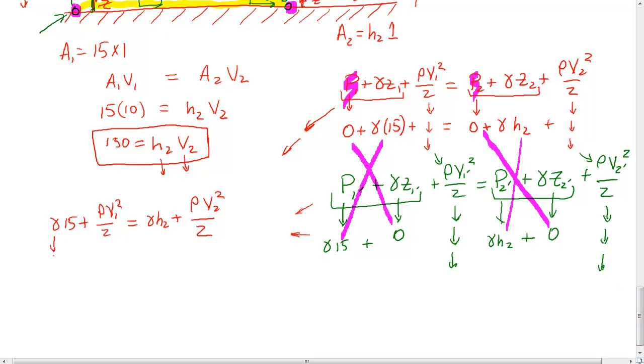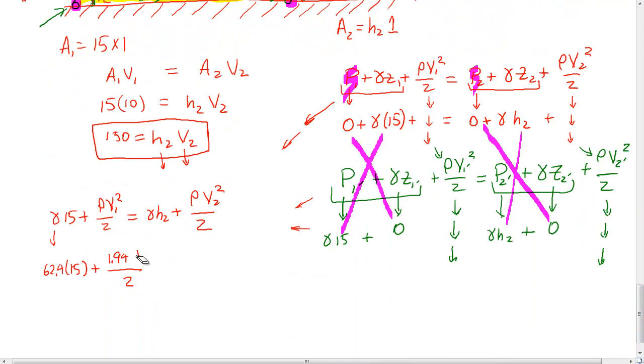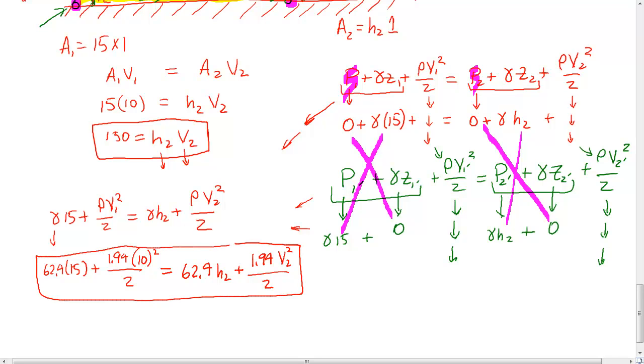Now, let's start filling all these in. So this means this is 62.4 times 15 plus 1.94, water again, V1 squared over 2. We know V1. V1 is 10. So let's put that in. 10 squared equal to gamma, 62.4. We don't know H2, so I'll have to write H2. Plus 1.94. We don't know V2 squared over 2. So we have an equation with a bunch of numbers in which we don't know this value, and we have this and this value. So we actually have two equations and two unknowns.